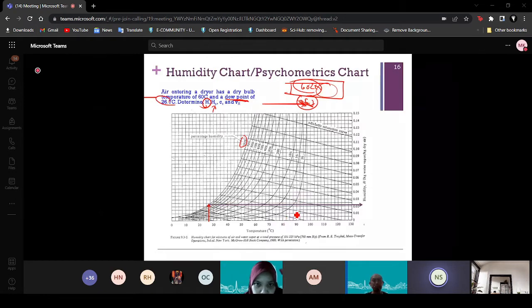Okay, so kali ni you ada dua. You ada dew point. This is dew point. You berhenti you still dekat 100% ni. And then you have another one, 60 degrees Celsius, your dry bulb. So what happened? Daripada dew point ni, you draw one horizontal line. Dia akan meeting dekat 60 tadi, dry bulb.